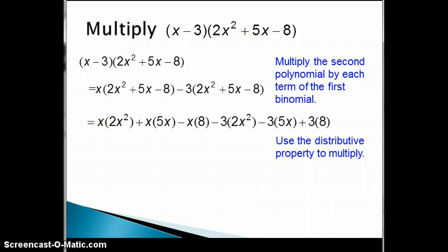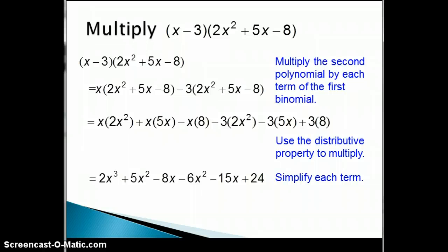And now we're done distributing the x through the second polynomial, so now we need to distribute the negative 3 through the second polynomial. And note, it's very important to remember to take that negative sign with it when you distribute that 3. So we have negative 3 times 2x squared, which will give us a negative answer, so we'll put a minus sign next. And then negative 3 times 5x, which will also give us a negative answer, so we'll put a minus sign in front of that multiplication. And then lastly, we have negative 3 times negative 8, and remember that a negative times a negative is a positive, so we'll put a plus sign in front of that 3 times 8 multiplication.